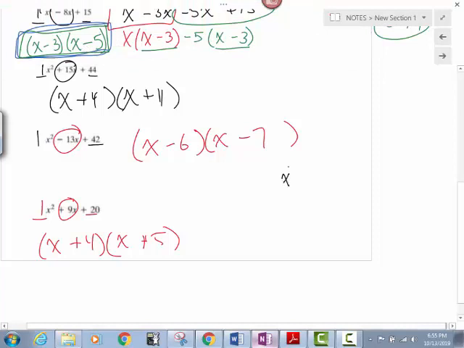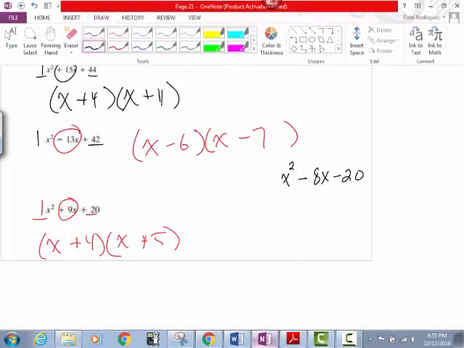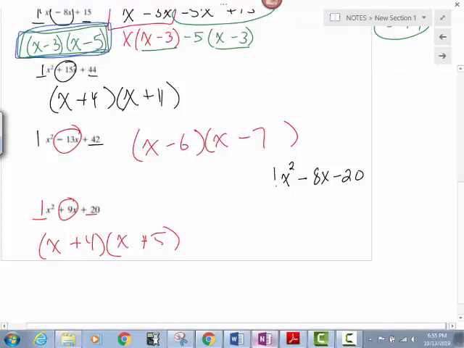Let's try x squared minus 8x and minus 20, okay? So first thing I'm going to do here, take my pen, right? 1. I'm going to multiply the first number and the last number. Look at the last number. The last number is a negative 20. So 1 times 20 is a negative 20, right?